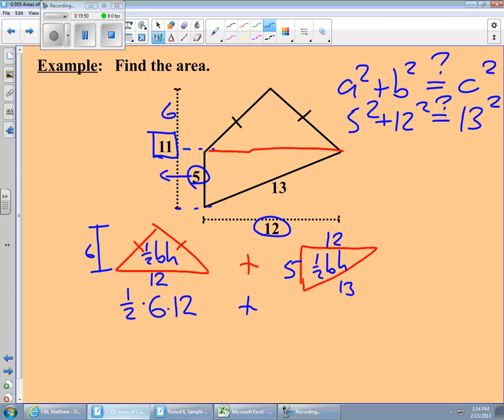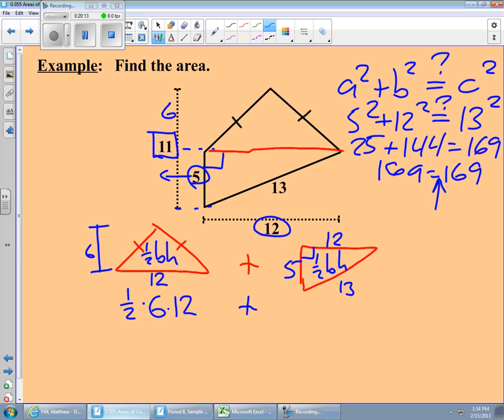If it doesn't, then it's acute or obtuse, depending on which direction the theorem is unbalanced towards. So let's have a look. 25, 144, 169, and 169 equals 169. The question is, is that true? Yeah, obviously that's true. It means that in between the 5 and the 12, there is a right angle.